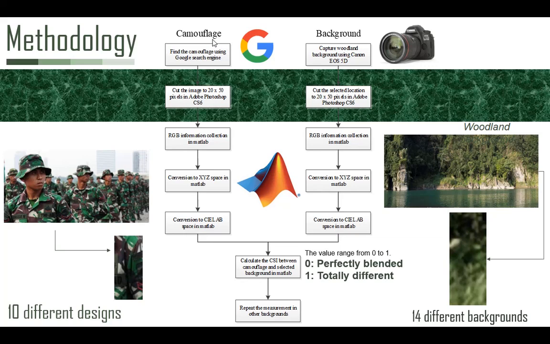From this Google search engine, for example, in here, I get this picture and I cut one location. It's actually around here, and then it's this one. So this is 20 times 50 pixels. So this is going to be one design. And then what about the background?